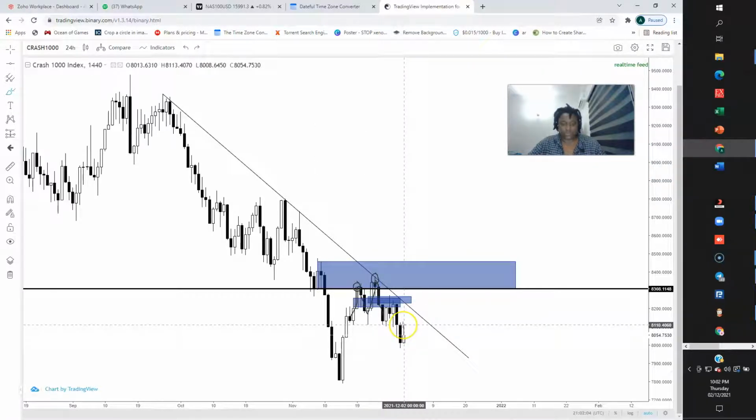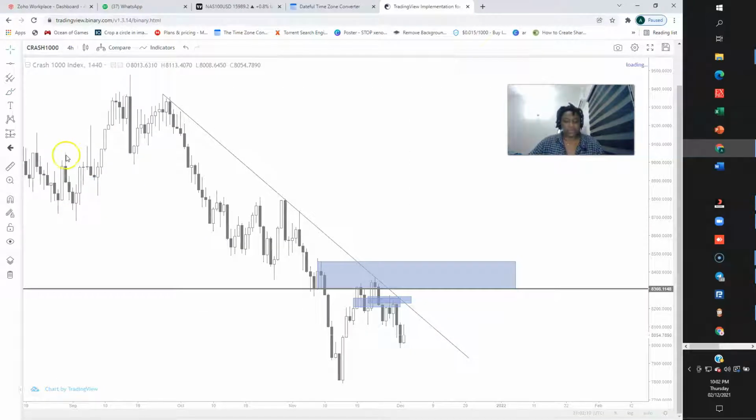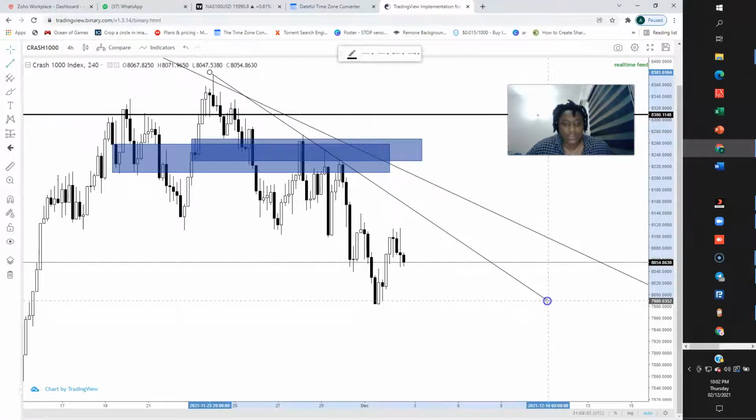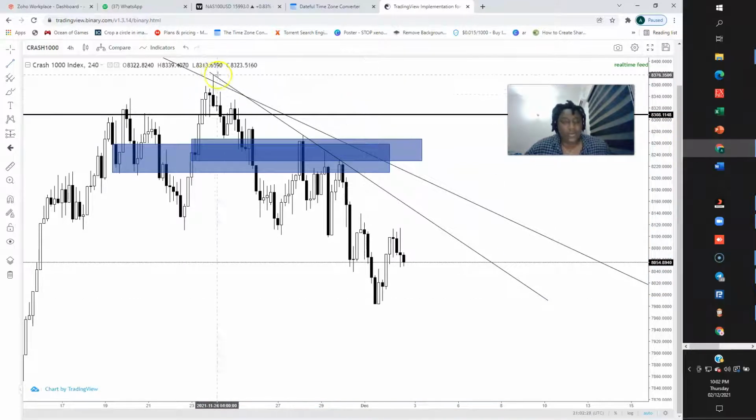So I'll just erase this so it's clear enough for us to see. So apart from that, if we go to the H4 time frame, I think there's also something interesting in the H4 time frame. Of course, we know that overall price has been on a very interesting downtrend, right? So if we go on the H4 time frame, we see how price also gave us another downtrend.